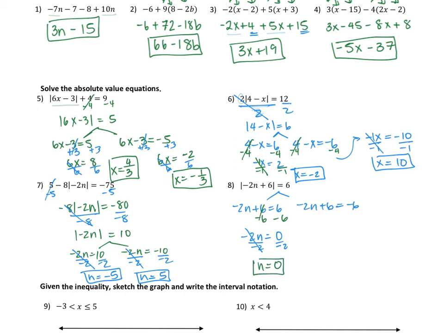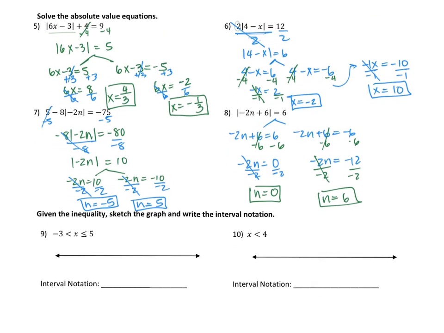And then the other one here, again, we have to subtract that 6 over. So we have negative 2n equals, well, if these are two negatives, you have to add. So 6 plus 6 is 12, but they're both negative, so negative 12. All right, we're going to divide that negative 2 over, and two negatives make a positive. 12 divided by 2 is 6. So n can equal 0 or 6.